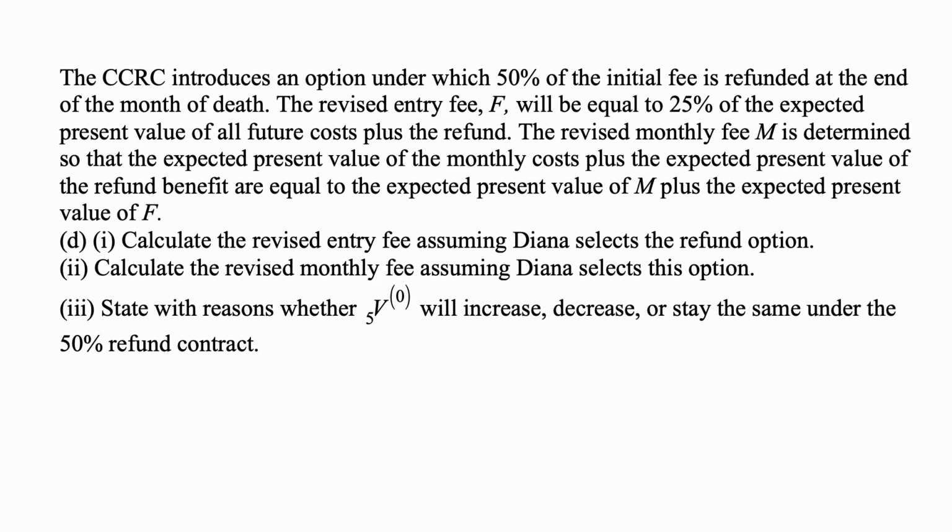The CCRC introduces an option under which 50% of the initial fee is refunded at the end of the month of death. The revised entry fee F will be equal to 25% of the expected present value of all future costs plus the refund. The revised monthly fee M is determined so that the expected present value of the monthly costs plus the expected present value of the refund benefit are equal to the expected present value of M plus the expected present value of F. D. 1. Calculate the revised entry fee assuming Diana selects the refund option. And part 2, calculate the revised monthly fee assuming Diana selects this option.